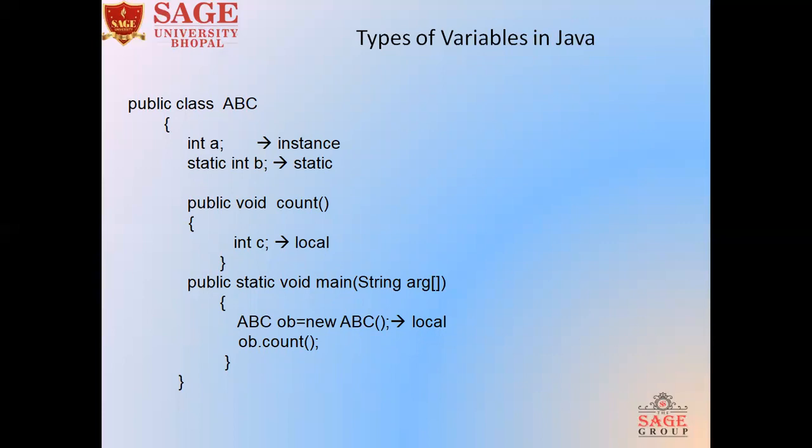The variable A can be accessed inside the main method as well as the count method. If we access A inside the main method, first we have to create the object, then we can access the A variable. Count is a non-static method, so if we want to access A inside the non-static method, we can access it directly without any object. But B can be accessed inside count as well as in the main method using the name of the class. Okay, viewers, we can see the demo also in the Eclipse IDE.